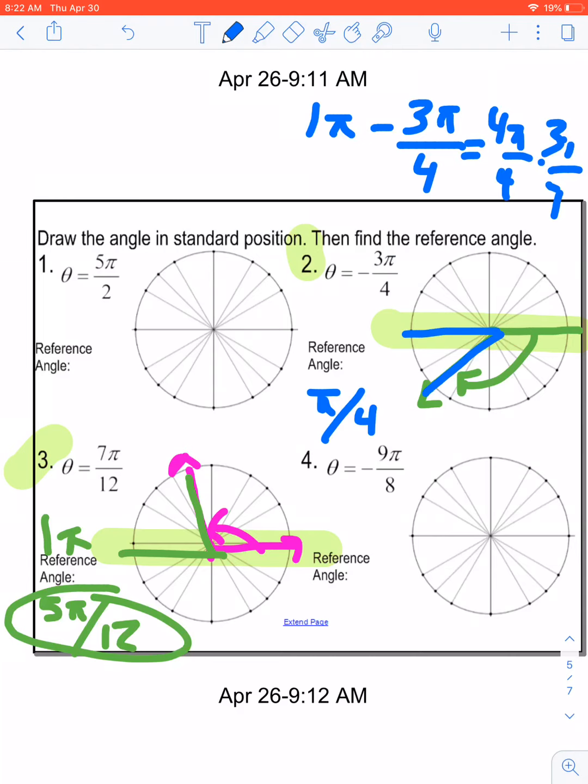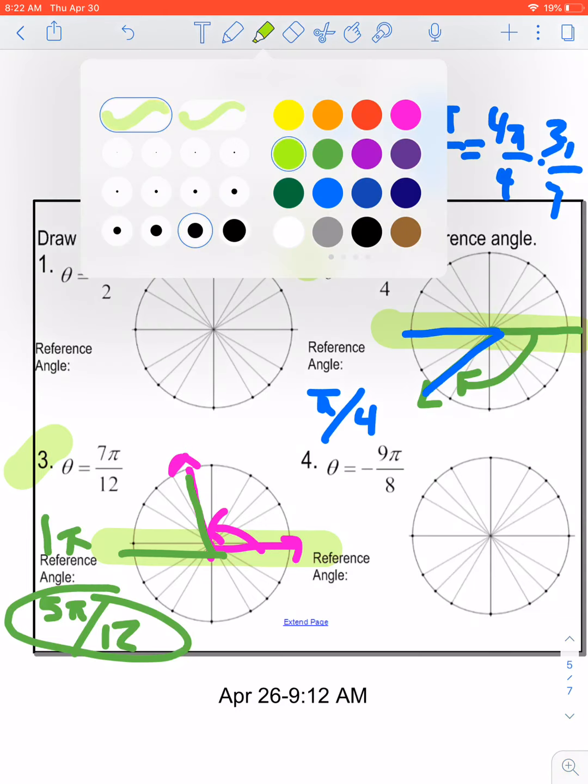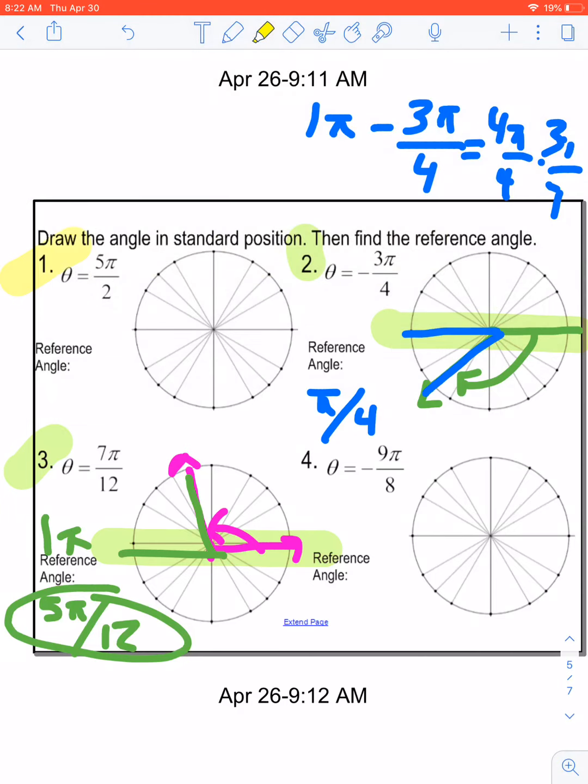Okay. Let's do one more just to make sure we're good. If you have questions on the ones I don't do, please log on to Zoom. So let's do number 1. So 5 pi over 2. Well, I have my initial side. Okay. And that's going to go around once, which is 2 pi, which is 4 pi. And then I'm going to go up to here. Okay? So that would be my terminal side.